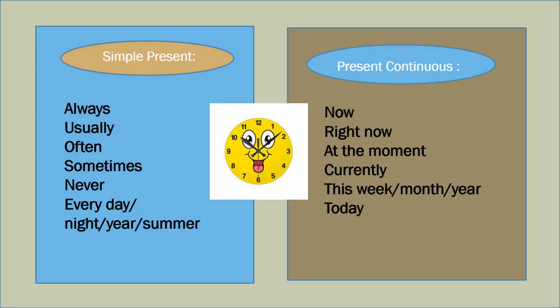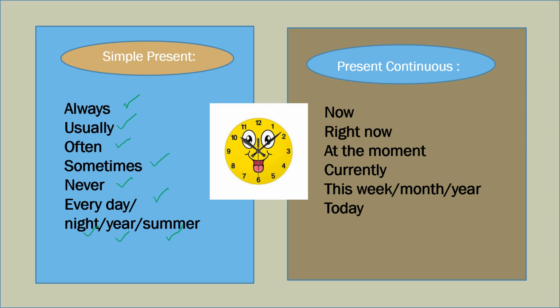Okay, now girls and boys, let us look at another clue that will help you when you want to determine whether to use simple present tense or present continuous tense. These are the adverbs of time that are commonly used with simple present tense. We have always, usually, often, sometimes, never, every day, every night, every year, every summer. These are the common ones.